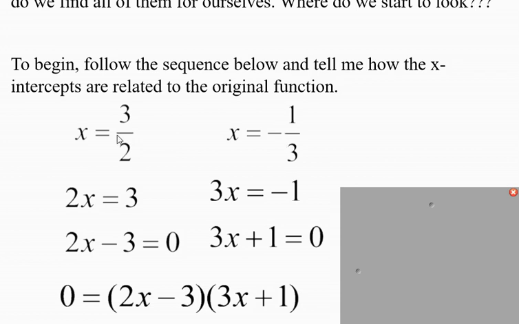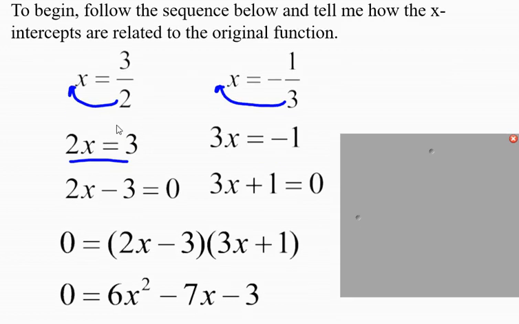Well, if I solve this fraction, I could undo the 3 divided by 2. I'd multiply the 2 up here, and I'd end up with 2x minus 3. Same thing could happen here. I could undo the divide by 3, and I just multiply the 3 up. So I'd have 3x equals negative 1. Well, this must have been one of the parts that equaled 0. So in order for 2x equals 3 to be 0, I would need to subtract the 3 over the other side. So I'd have 2x minus 3 equals 0.